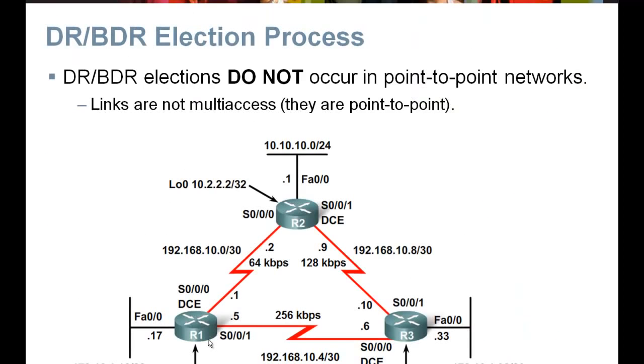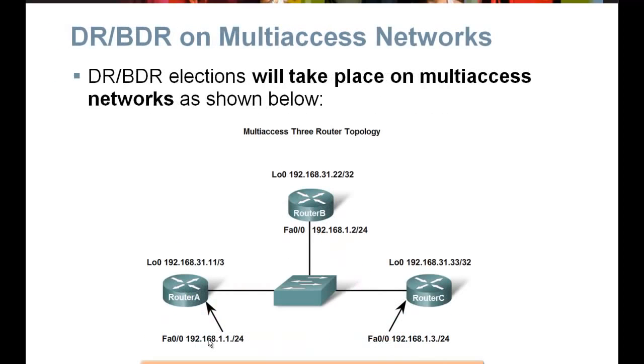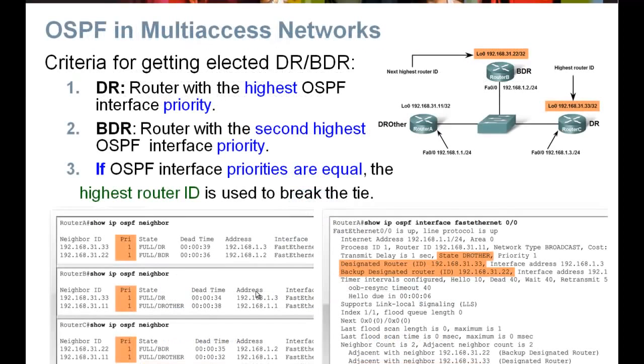Alright, so don't forget, the designated router election process does not occur in point-to-point networks, only in multi-access. Anytime a router connects to 2 or more routers through the same link, now you have what they refer to as a multi-access network. Alright, so how is the designated router picked?